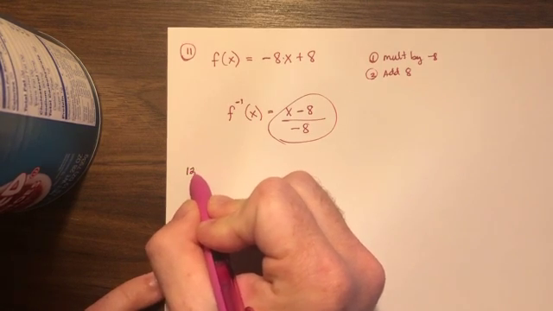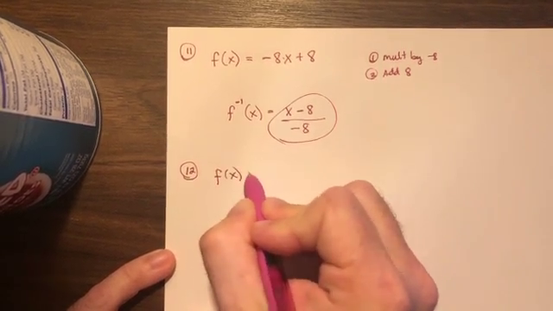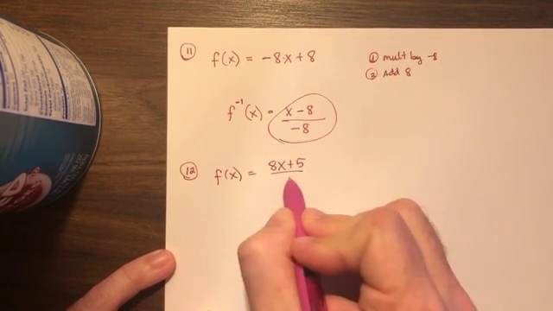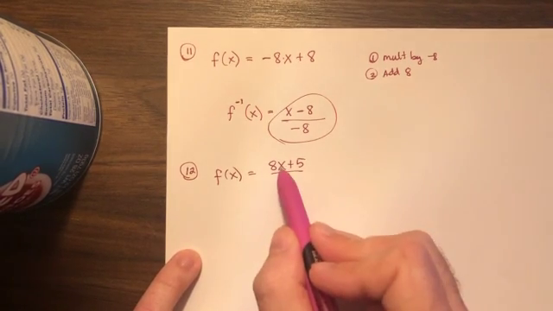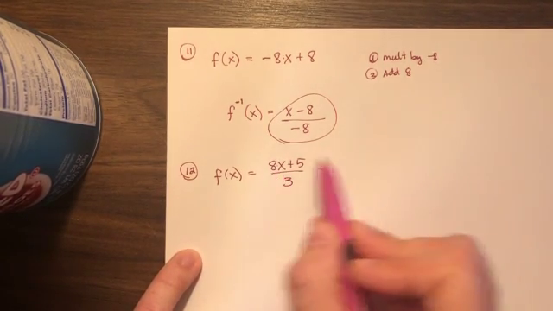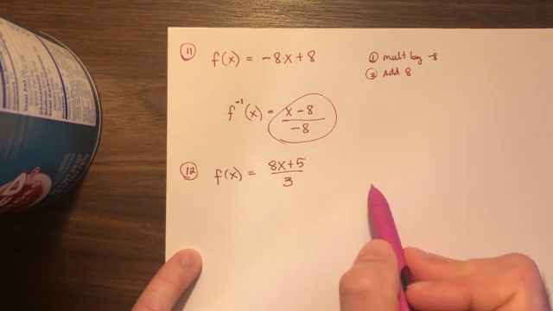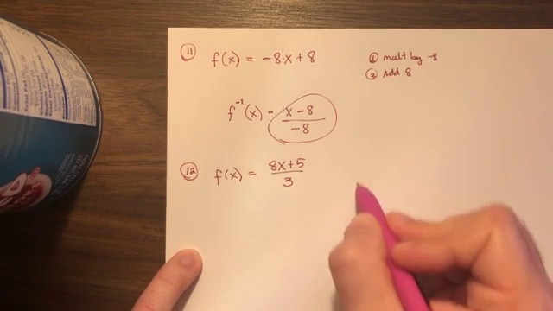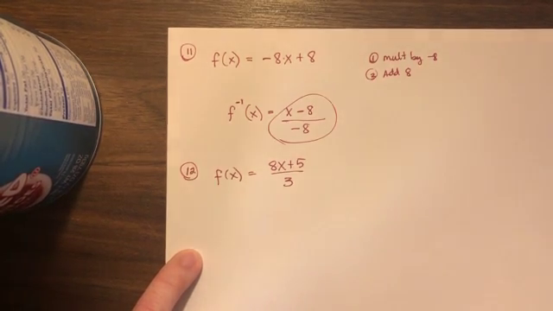There's another way to do it, and I'll show you with this next question, number 12. So f of x is 8x plus 5 over 3. And if you wanted to write this, I would first say you multiply x by 8, that's number 1, then you add 5, that's number 2, and then you divide by 3, which is number 3. So 1, 2, 3, and then when you write the inverse, you would go 3, 2, 1, but doing the opposite. So multiply by 3, subtract 5, divide by 8.